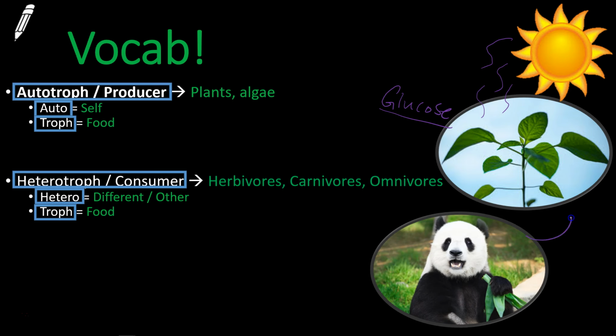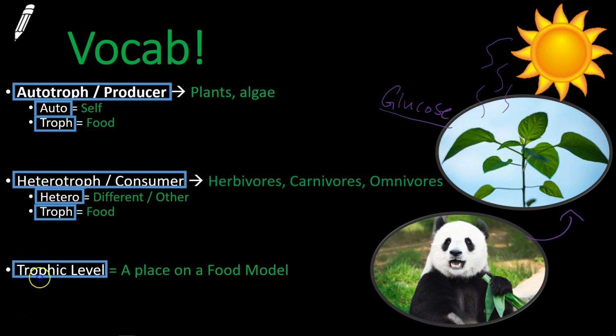Plants, on the other hand, they're autotrophs or producers. They're able to produce their own food. And next, we're going to hear this word quite a bit, trophic level. Trophic level means a place on a food model. And again, troph or trophic is referring to food, nutrition, or energy.